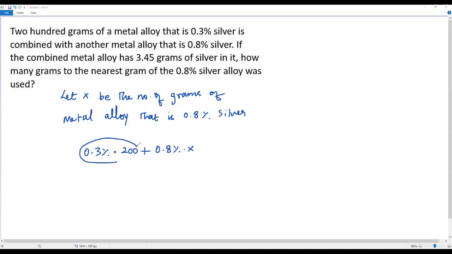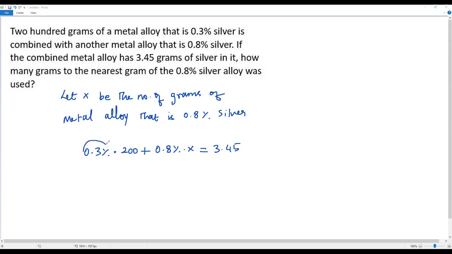So this represents the number of grams of silver in the first metal alloy whose weight is 200 grams, and this gives the number of grams of silver in the second metal alloy whose weight is assumed as x grams. When I add them, I get the number of grams of silver in the combined metal alloy, which is given in the question itself, that is 3.45. Now in this equation I have to solve for x.